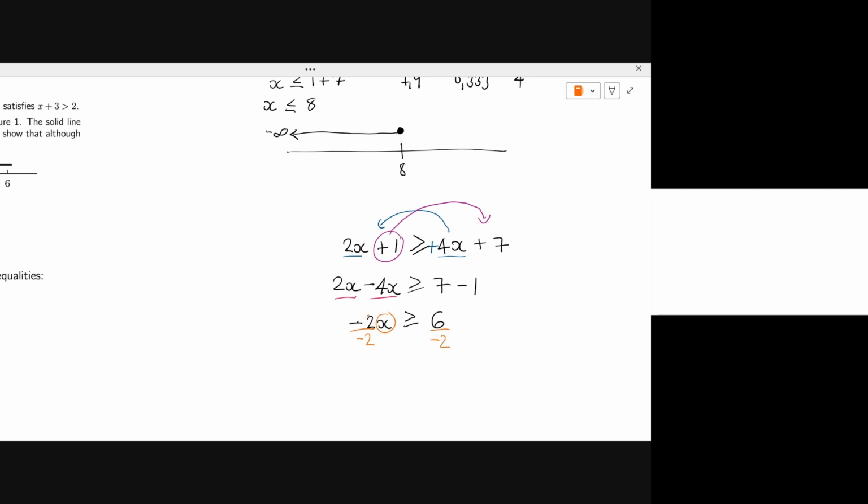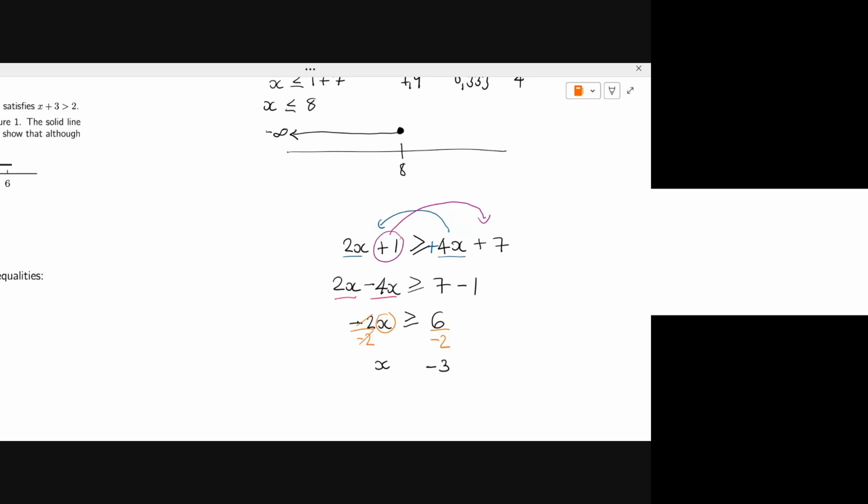Okay. Now, I know that anything divided by itself is just going to cancel. Right. So now I've got x on its own. I've got x left. What number do I get on this side? 6 divided by negative 2? Negative 3. Good. Negative 3.